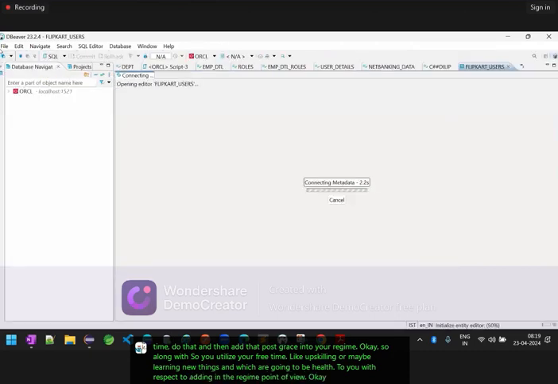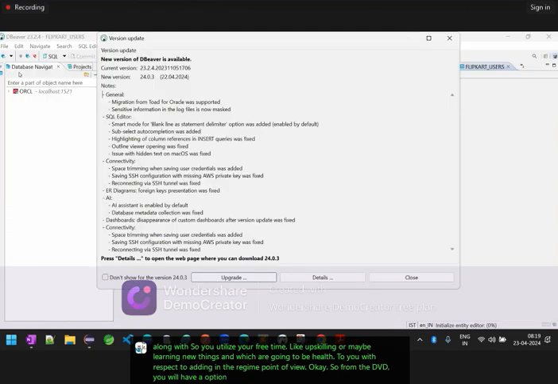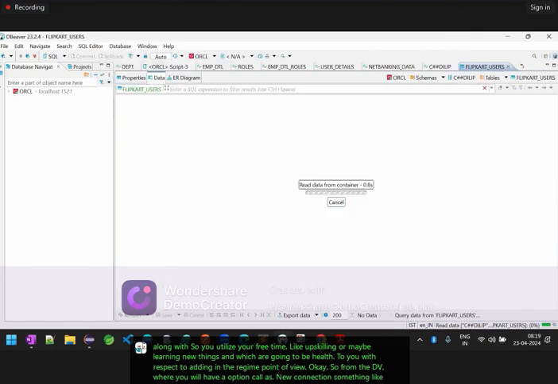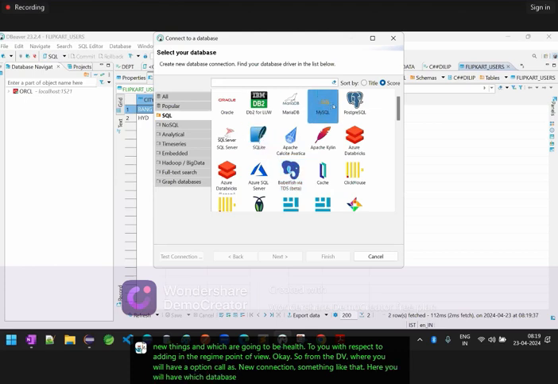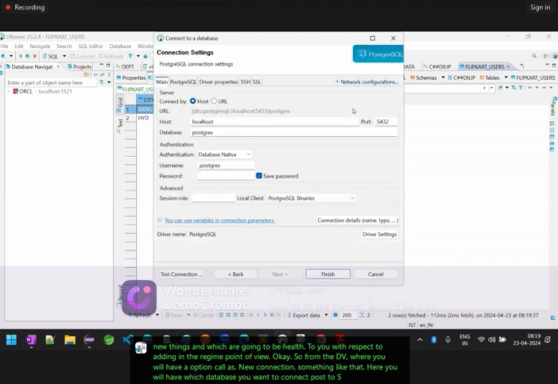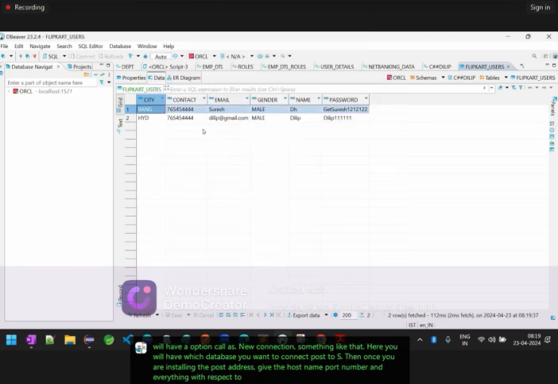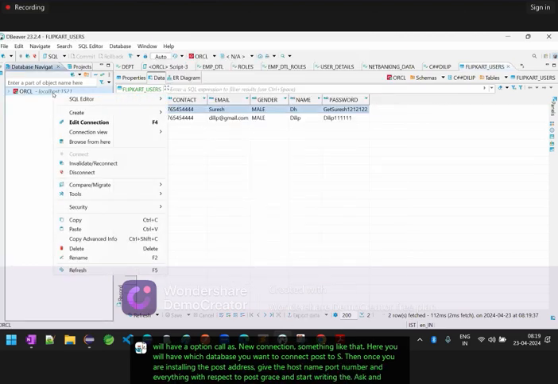From the DB viewer, you will have an option called new connection, something like that. Here you will choose which database you want to connect, Postgres SQL. Once you install Postgres, give the host name, port number and everything with respect to Postgres and start writing the SQL queries. If you have written one or two SQL queries, then you will realize, okay, you know Postgres also. Then we can add it into our resume.